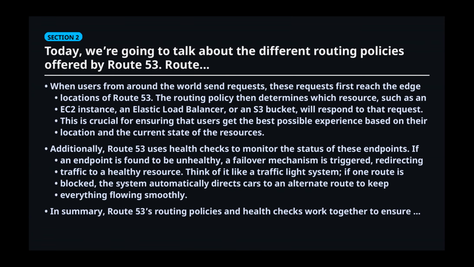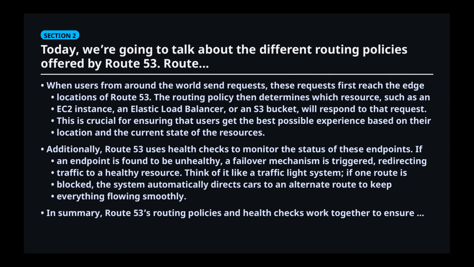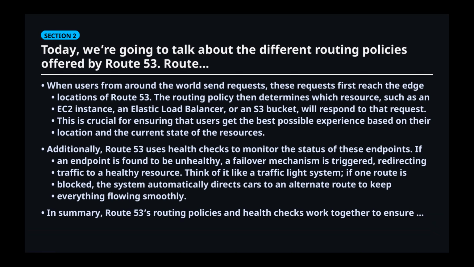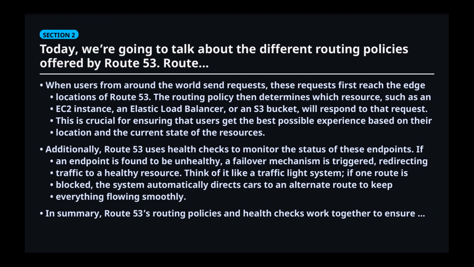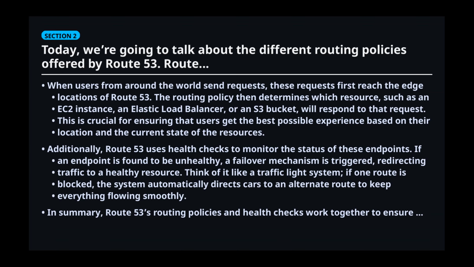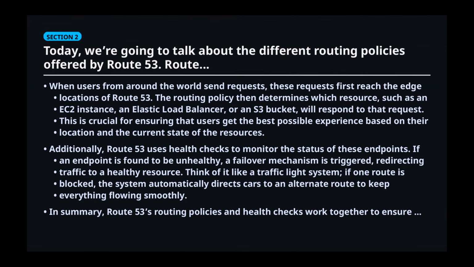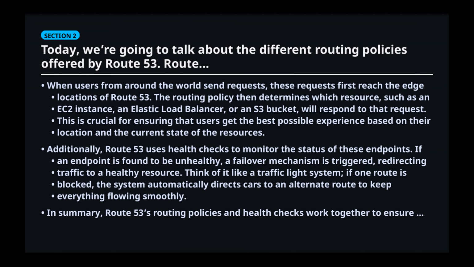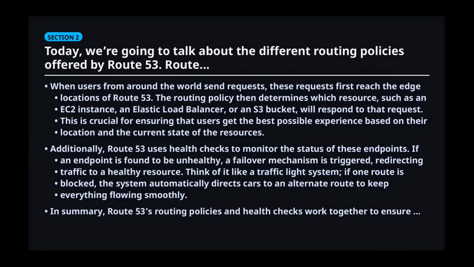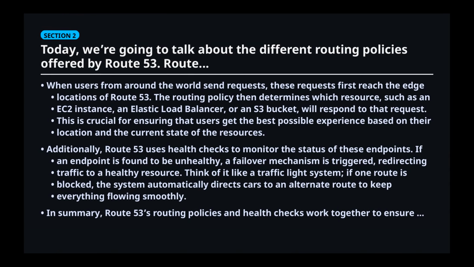When users from around the world send requests, these requests first reach the edge locations of Route 53. The routing policy then determines which resource, such as an EC2 instance, an elastic load balancer, or an S3 bucket, will respond to that request. This is crucial for ensuring that users get the best possible experience based on their location and the current state of the resources. Additionally, Route 53 uses health checks to monitor the status of these endpoints. If an endpoint is found to be unhealthy, a failover mechanism is triggered, redirecting traffic to a healthy resource.